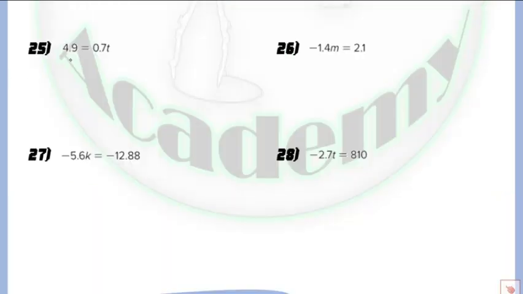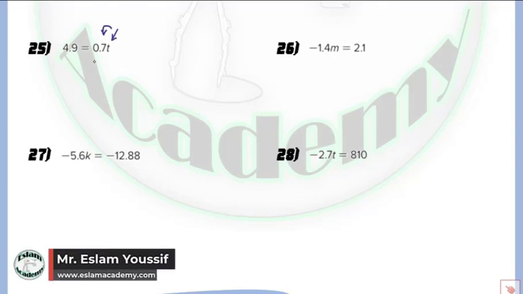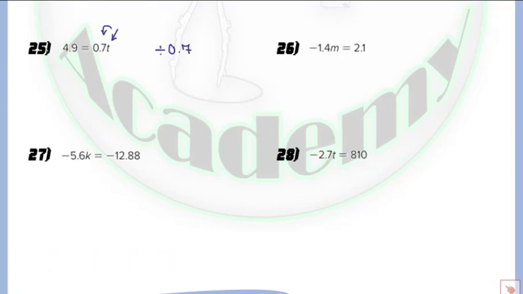In question number 25, we have 4.9 equals 0.7 t. At the first, the variable that we have, which is t. Just look at the coefficient, which is 0.7. So all what we have to do just to divide all of the equation by 0.7. So 4.9 divided by 0.7, the answer will be equals to 7. Equals 0.7 divided by 0.7 equals 1. So just write t. And that will be the solution.